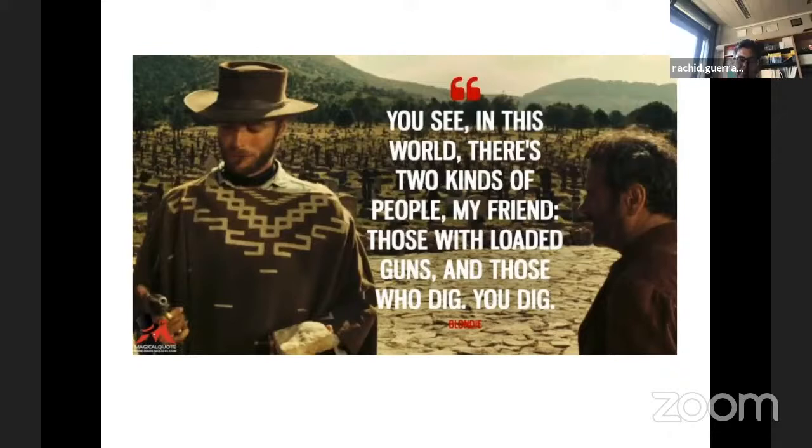But my background is mainly theoretical. When you do theory, you try to classify, and usually you try to classify into two sets. Once you classify into two sets, you go into subsets. I will go into that. So the world, you have two kinds of people: those with loaded guns, easy life, and those who dig. And in the blockchain world, digging has a precise meaning.